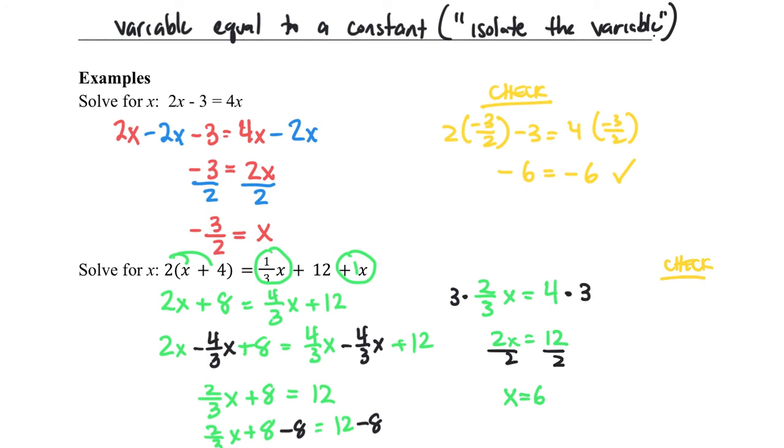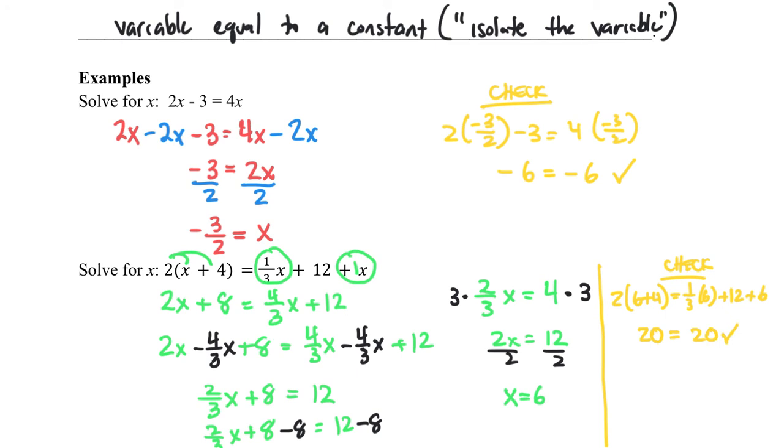I didn't leave myself a lot of room for the check, so I'm going to write small. 2 times 6 plus 4, substitute in your equation, equals 1/3 times 6 plus 12 plus 6. So on the left-hand side, this is 2 times 10, which is 20. And on the right-hand side, 1/3 times 6 is 2. 2 plus 12 plus 6 is also 20. So that means my solution is correct.